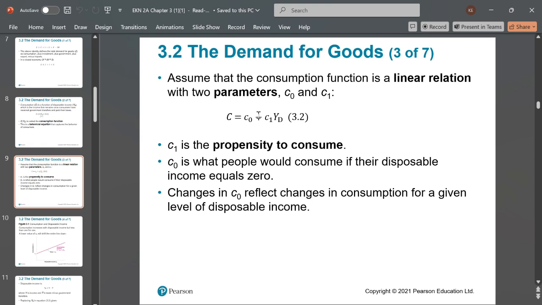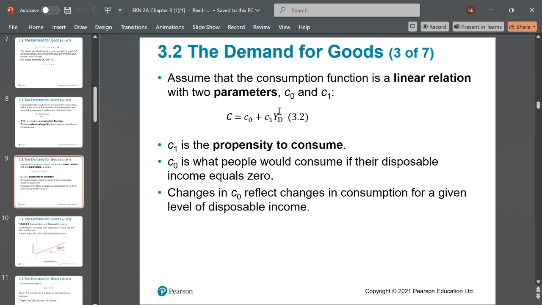So think of it in this way. You probably know someone that finished matric last year, and that is not studying, not working or anything. That person doesn't have an income, but they still need to buy toiletries. They still need to eat. So that would form part of the autonomous consumption. It's the consumption that happens regardless of your income being equal to zero. And then plus C1 YD.